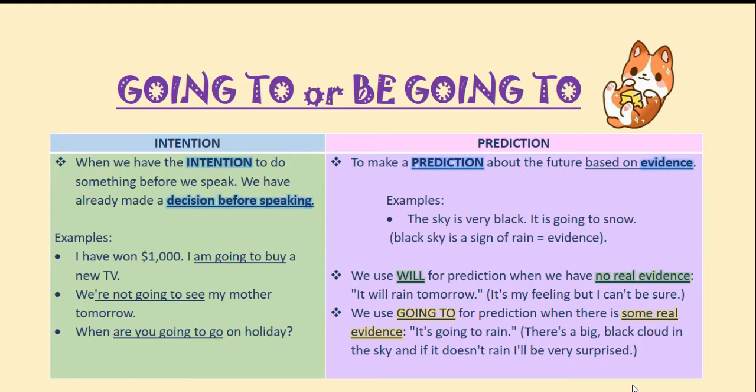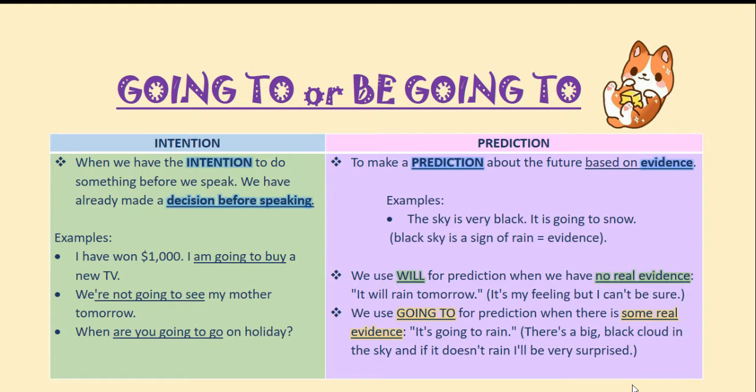Here are the examples. I have won $1,000. I am going to buy a new TV. We're not going to see my mother tomorrow. And when are you going to go on holiday? Okay, that is the intention. The intention to buy the new TV, the intention, or not the intention, to see your mom, or the intention to go on holiday.